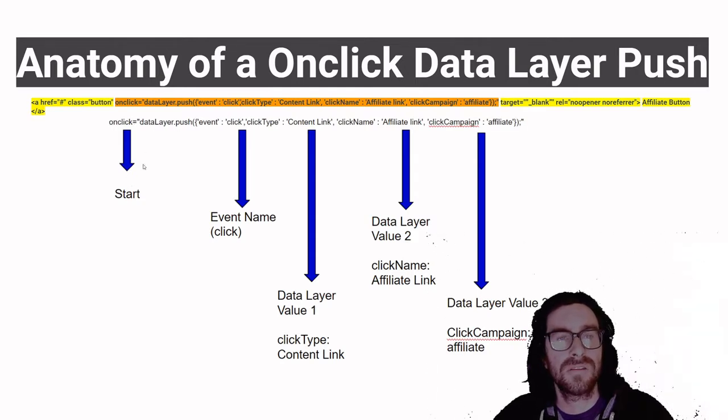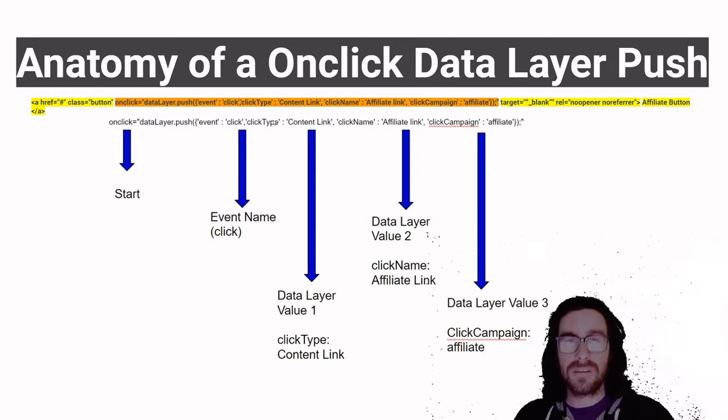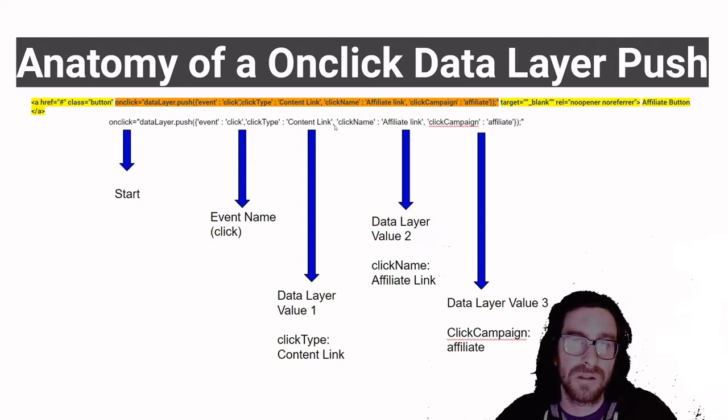So you have the onClick dataLayer push start, right? I would almost say this is the initiating statement, right? And then you have an event, and that event has a name. That event is click in this instance. I created a data layer variable, click type. You can put anything you want in here, but for this example, I did click type, and inside this data layer variable, I put content click.